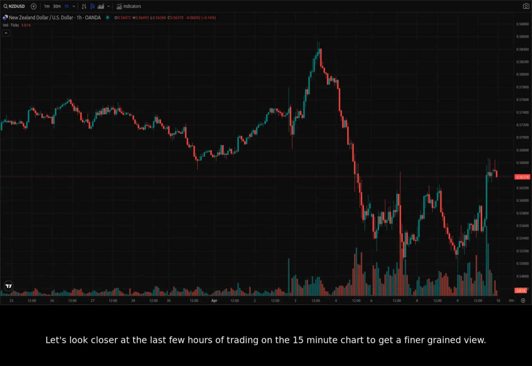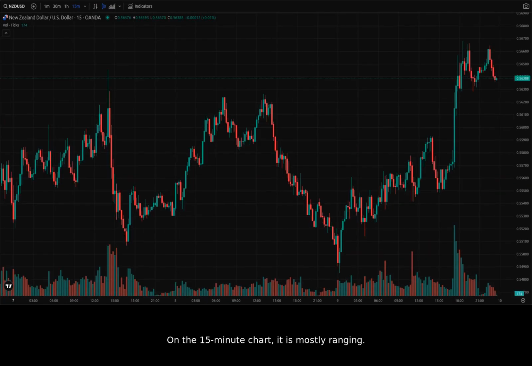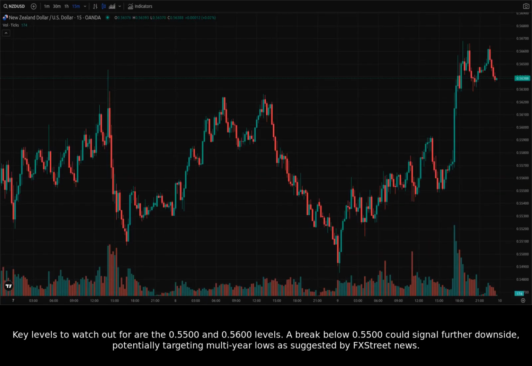Let's look closer at the last few hours of trading on the 15-minute chart to get a finer-grained view. On the 15-minute chart, it is mostly ranging. Key levels to watch out for are the 0.5500 and 0.5600 levels. A break below 0.5500 could signal further downside, potentially targeting multi-year lows as suggested by FX Street News.